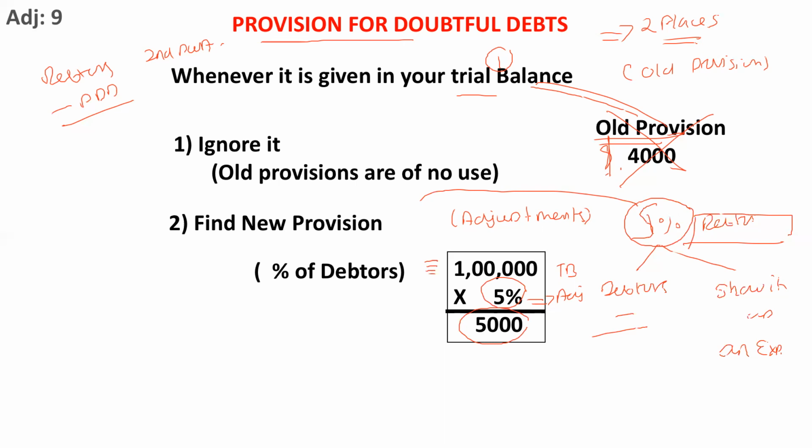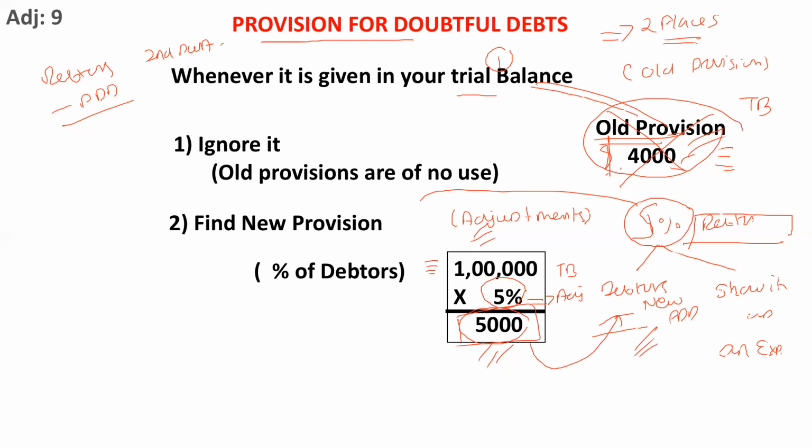Now look at the entire scenario in front of you. Your old provision which was there in the trial balance was 4,000. The new provision as per adjustment was 5,000. I told you that the old provision you ignore for the time being. How will you adjust this new provision for doubtful debts? The first thing that you do is subtract this from debtors. The new provision for doubtful debts will be subtracted from debtors. And the second effect of this is you have to keep aside from the profit.